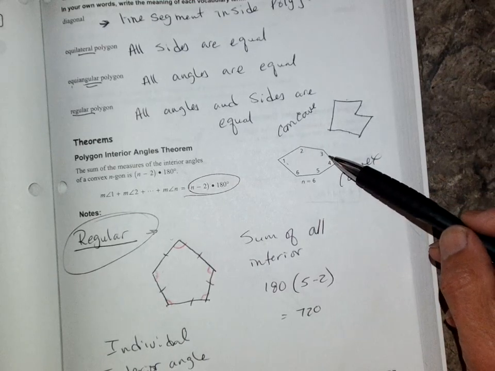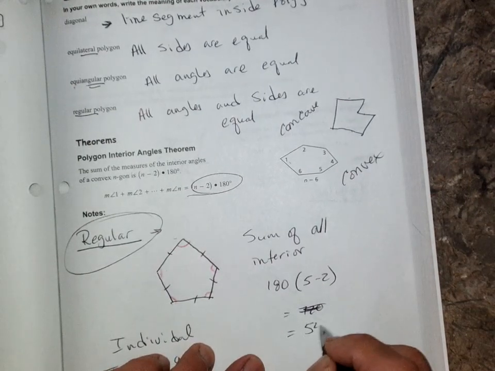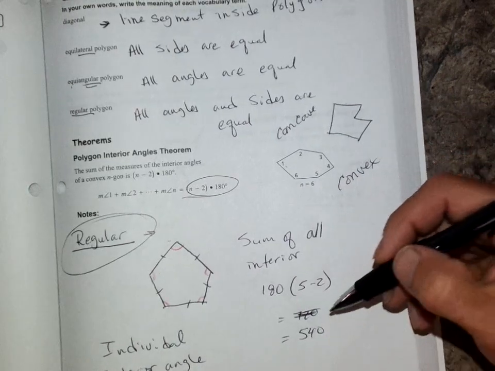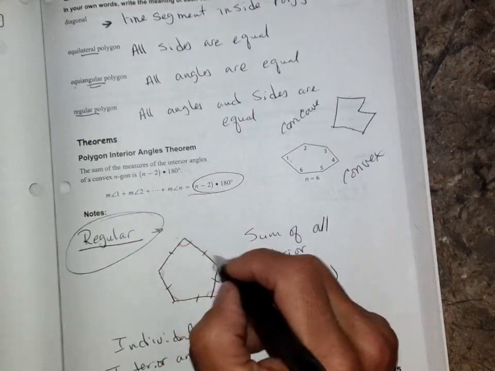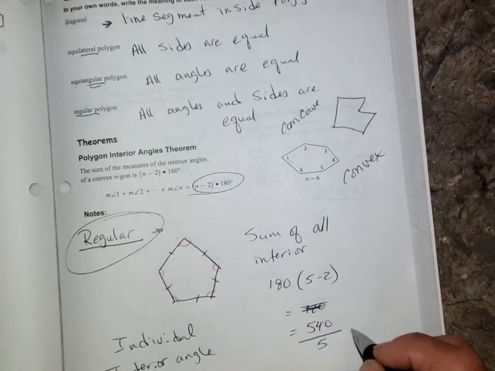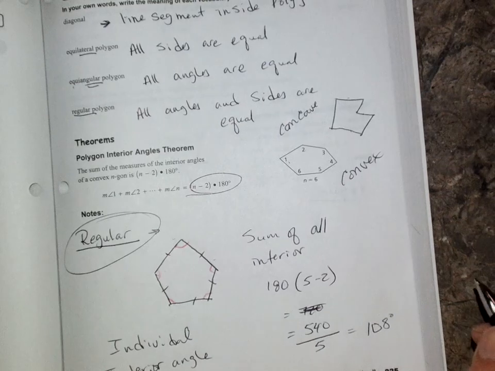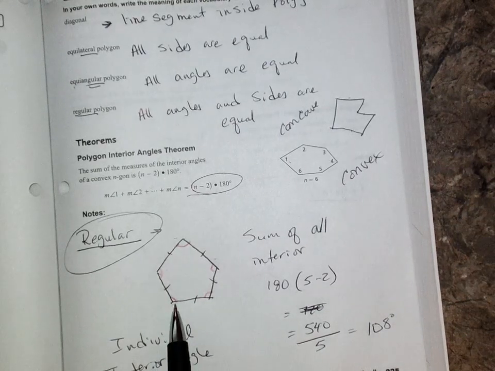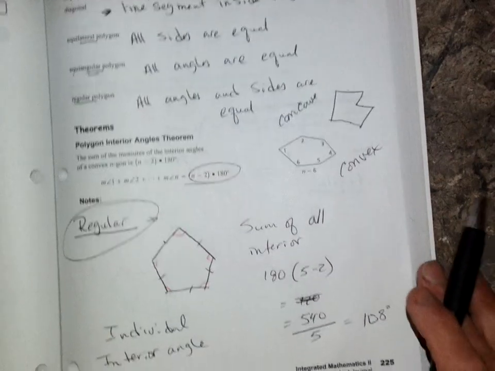No. Am I off? This is 540. I need a calculator. 540. My bad. This is 540, right? So then if you want an individual angle, you would just divide it by 1, 2, 3, 4, 5. And I think you get 108. Golly, I should have had my calculator with me. So each of these angles will be 108, 108, 108, 108, 108. Okay? Alright, so that's how you find an individual interior angle.